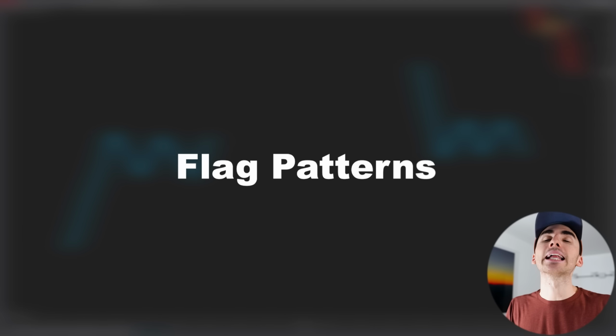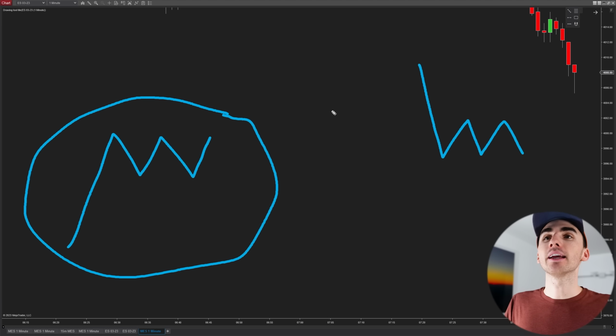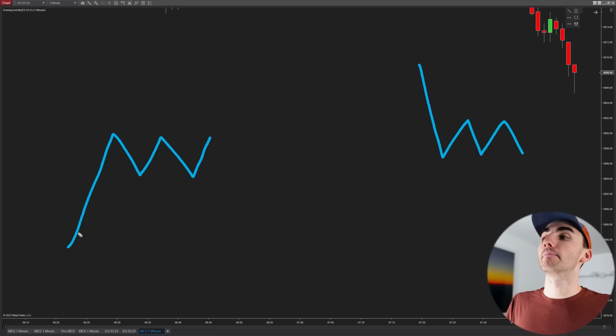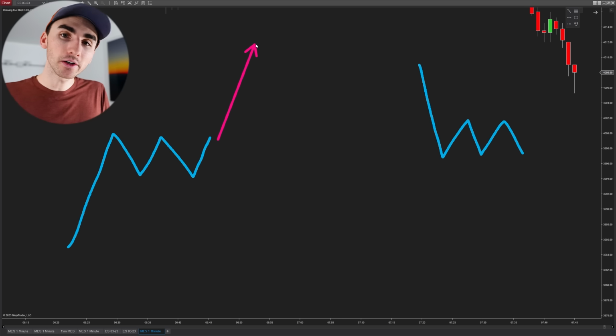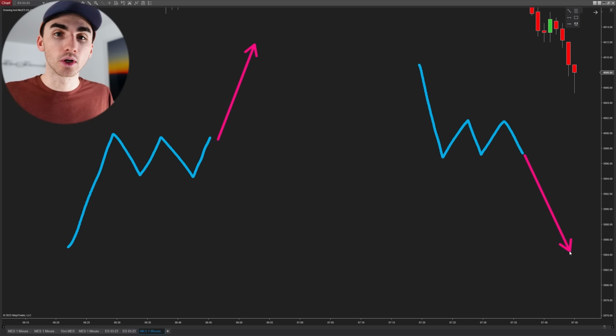Now let's first look at a continuation pattern. This one is called a flag pattern. You have a bullish flag and a bearish flag. And the only difference is a bullish flag shows a potential that the market is going to continue higher, and a bear flag shows the potential that the market is going to continue lower.